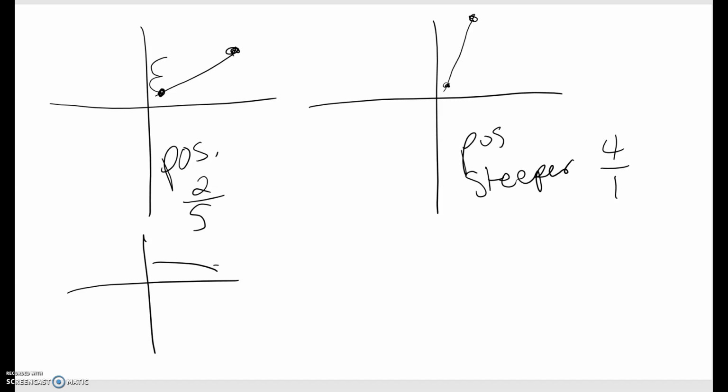Of course, then you have your negative slopes. Okay, so this would be a negative slope, and then a steeper negative slope. Okay, so just think about what those numbers look like as slopes.